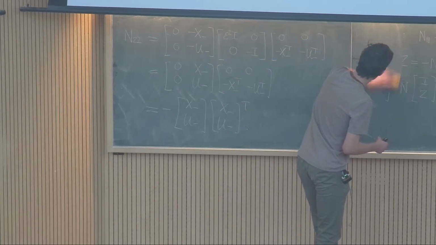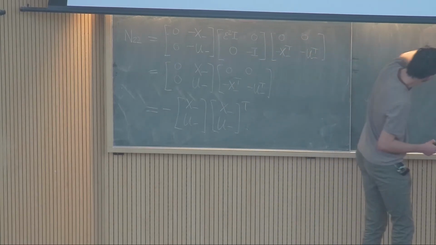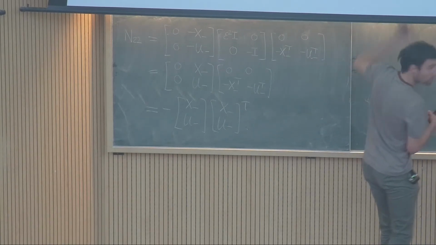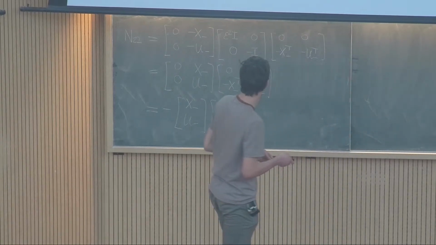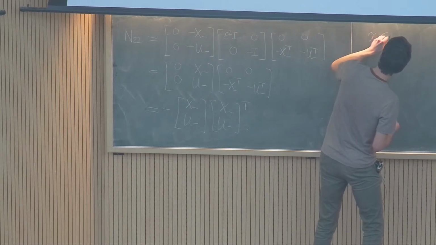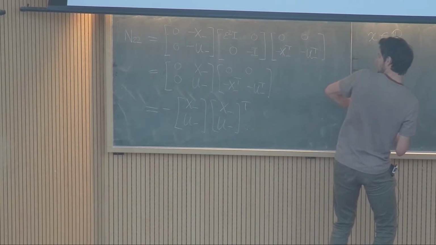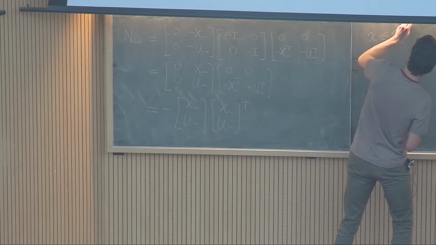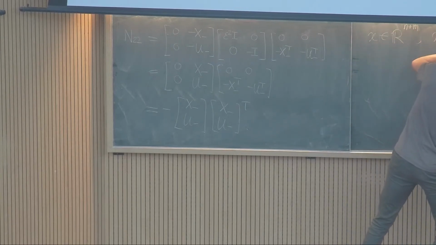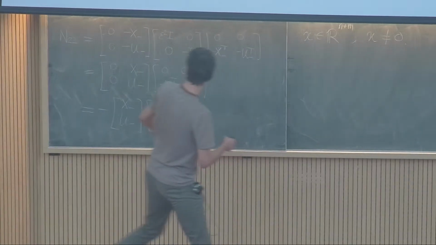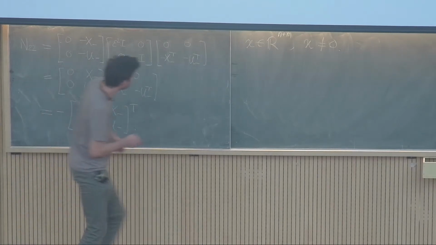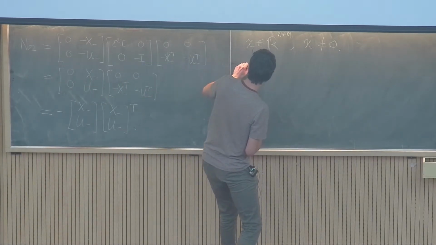Well, why is that matrix negative definite? That indeed follows from the rank assumption that we made. Because if I now take an arbitrary non-zero vector x in R^(n+m), and I multiply this vector with the transpose from the left and the vector itself from the right, what do I get?